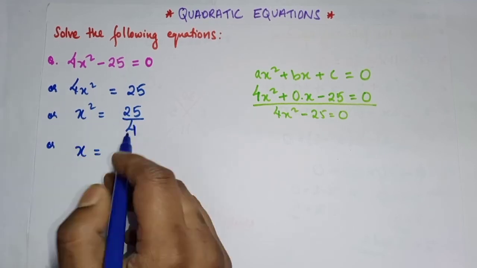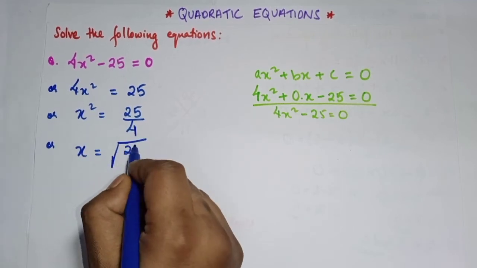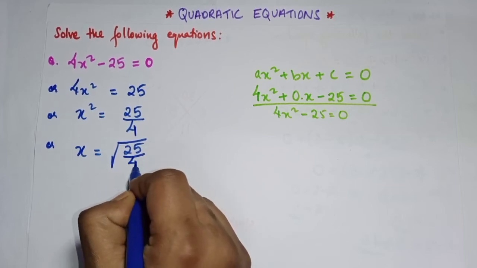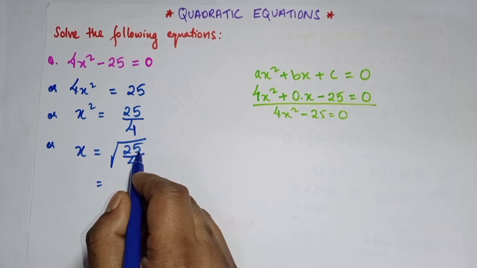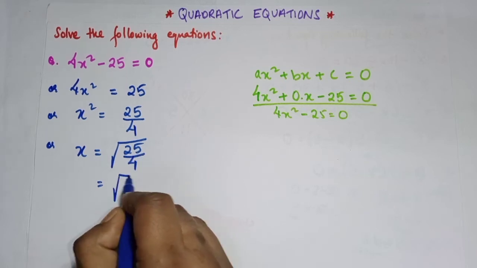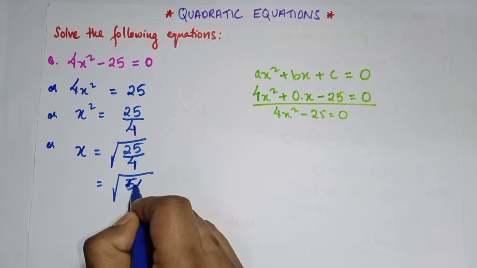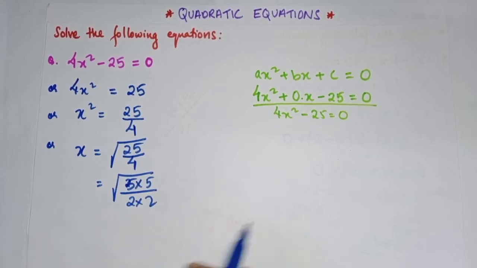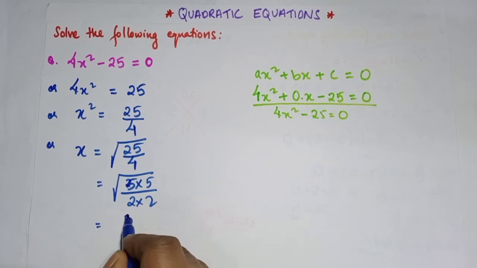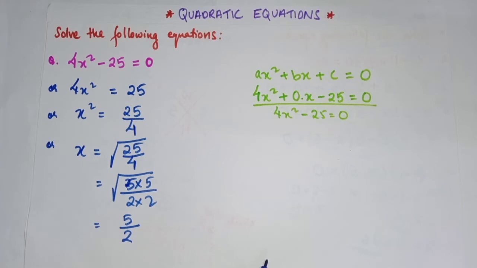Okay. So x square, when it goes that side, it will be root 25 upon 4. So as you know that 25 is your 5 into 5. Yes or no? 25 is your 5 into 5. And what is my 4? 2 into 2. So what can I write? 5 upon 2. So I got the answer 5 upon 2.